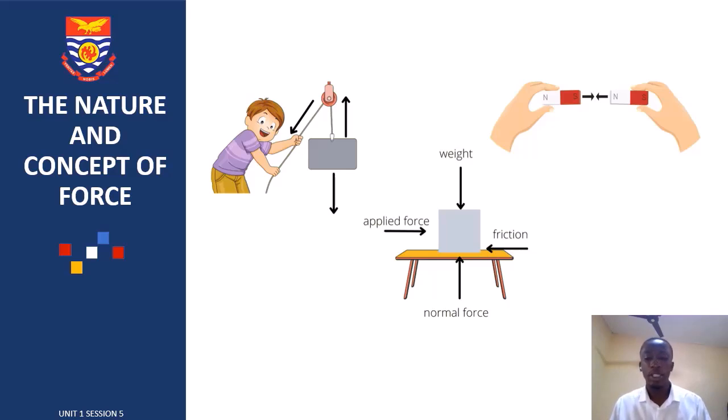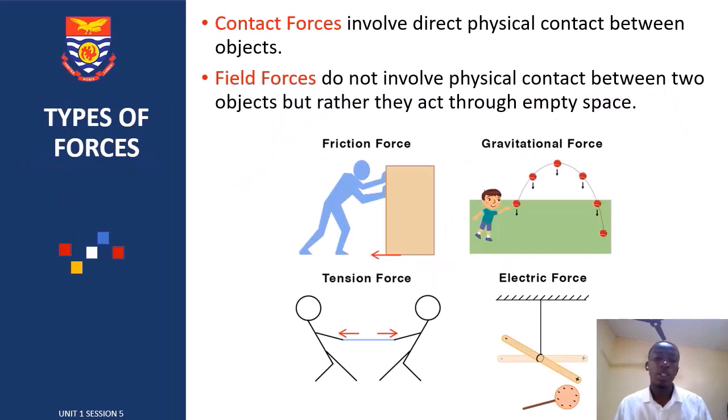There are two types of forces, and they are contact forces and field forces or non-contact forces. A contact force involves direct physical contact between the objects. An example of a contact force is a frictional force, where we are pushing or dragging something on the floor, and there's direct contact between the object and the floor.